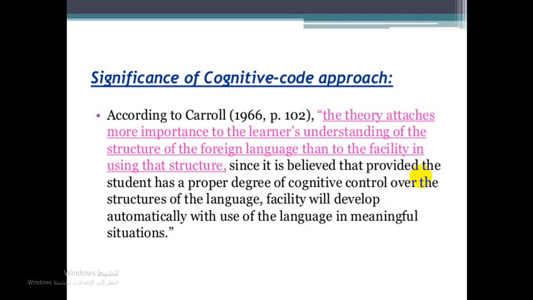What is the significance of the cognitive code approach? The main significance of this approach is that learners' understanding of the structure of the foreign language matters more than facility in using that structure, because facility will develop automatically with use of the language in meaningful situations.